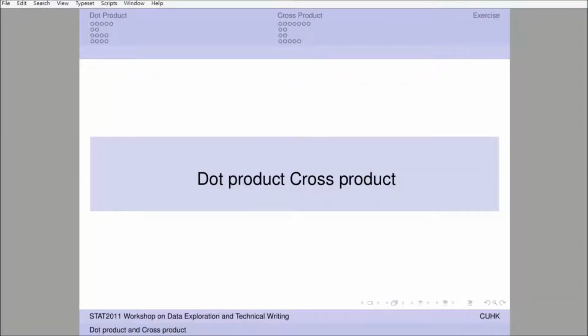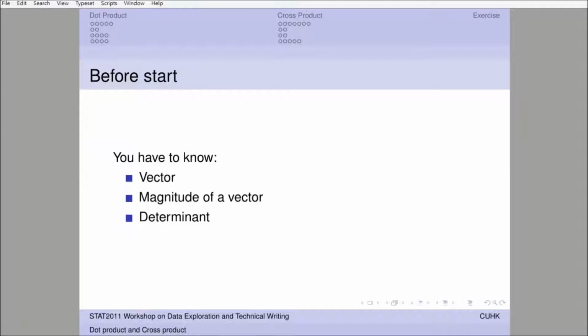This video is about dot products and cross products of vectors. In order to understand this video, you have to first know what a vector is, how to calculate the magnitude of a vector, and also what a determinant is. If you have any problems with these terms and concepts, you may refer to the YouTube links in the description.